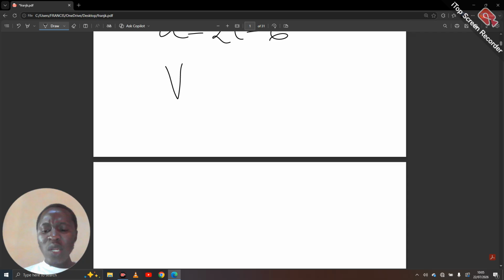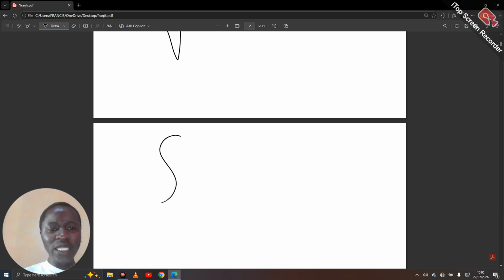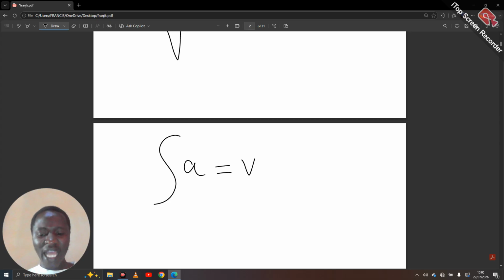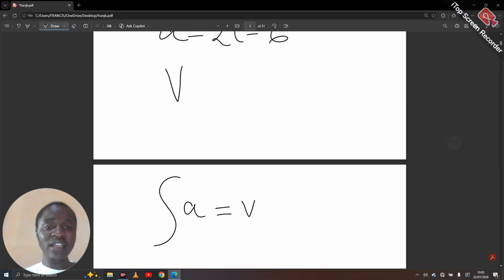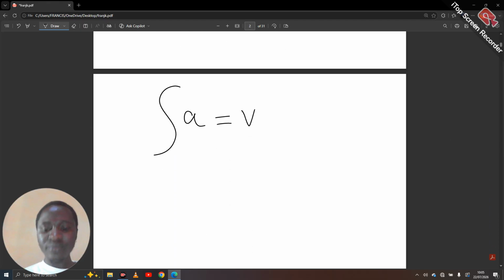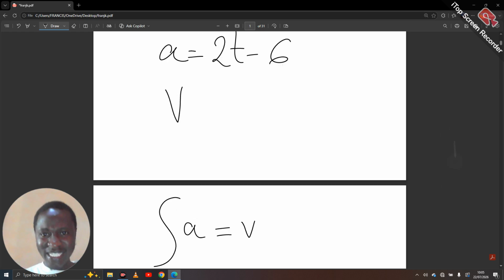Now, when we integrate acceleration, we shall get velocity. Okay, but before doing that, let us first integrate. Remember, we are integrating to get velocity.